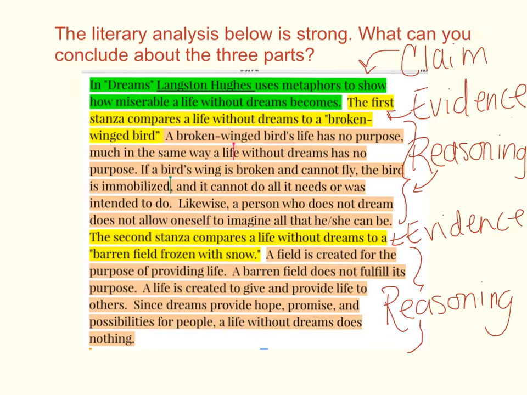The analysis starts off by making a claim about how the metaphors work in the poem by Langston Hughes. The yellow provides evidence from the poem, so it talks about the metaphors, and then the orange part explains how the metaphors are helping to show how miserable a life without dreams really is. This is the same pattern that we want to follow as we write our literary analysis together for a part of the poem Don't Call Me Refugee.